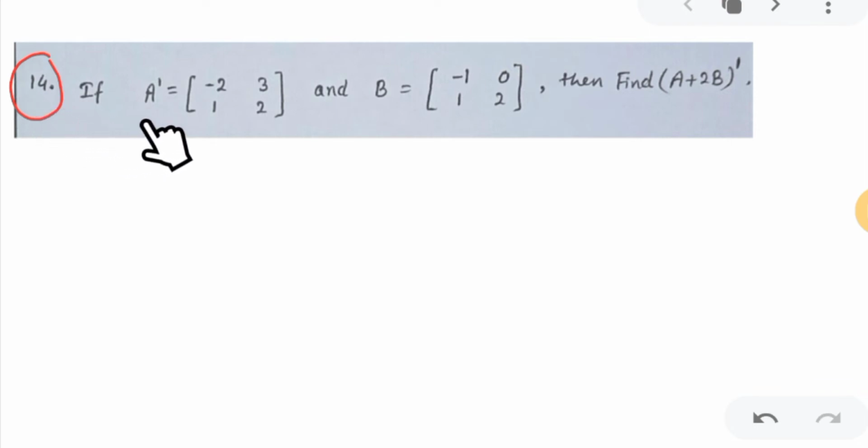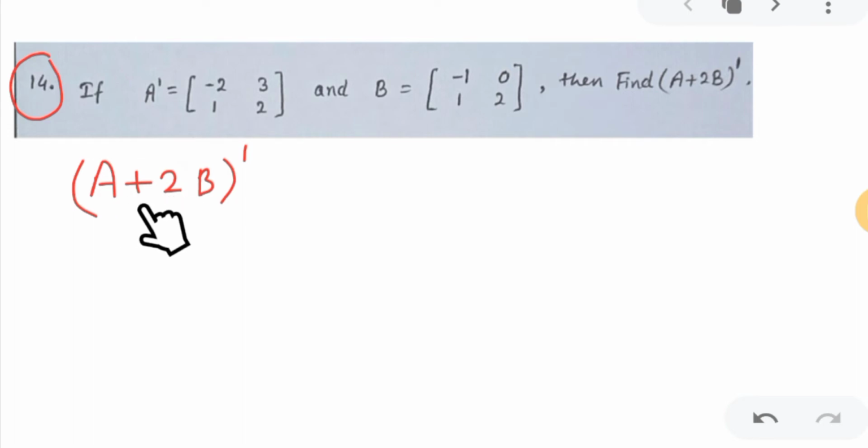If A transpose is given as [-2, 3; 1, 2] and B is given as [-1, 0; 1, 2], then we have to find (A plus 2B) transpose. A and B are matrices, correct? So first I will find A plus 2B, correct? So how will we find A plus 2B? First we need to find A.